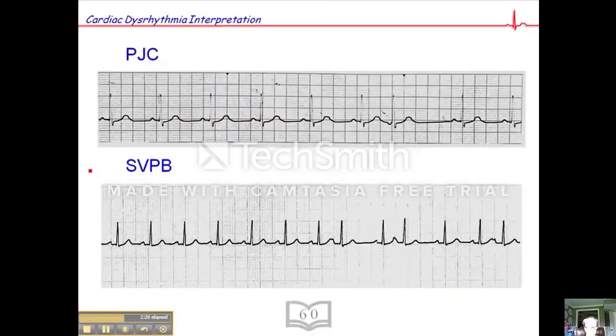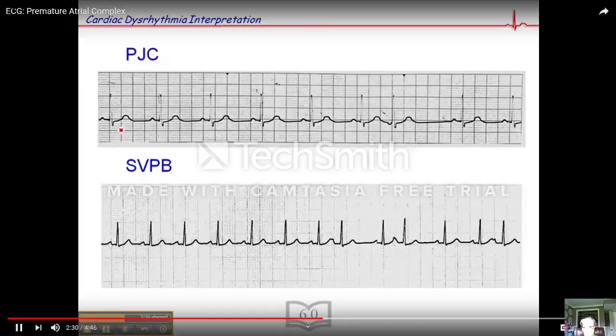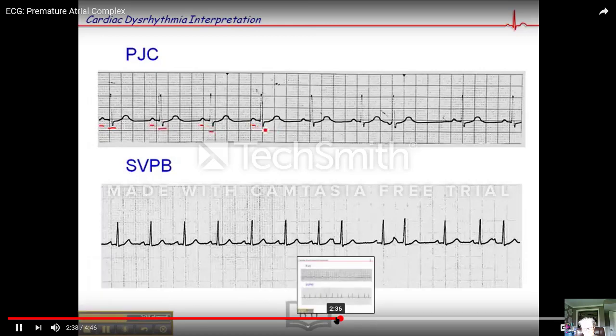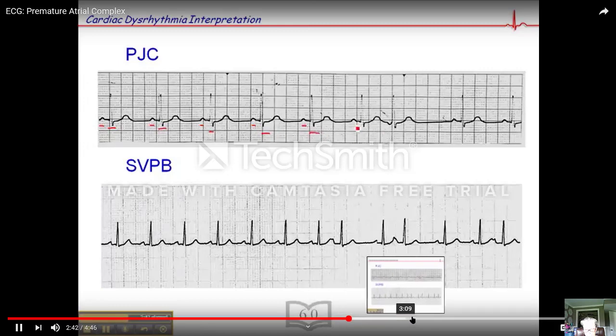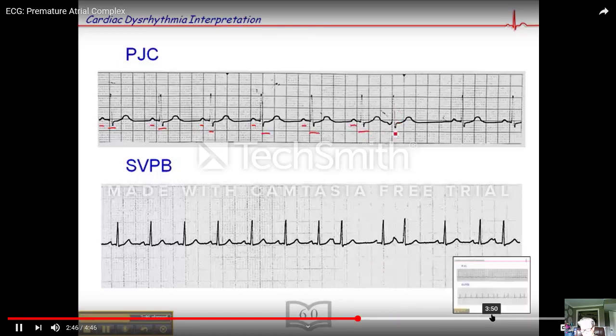Here are some examples of premature junctional complexes. So here we have a normal P wave and QRS, normal P wave and QRS, normal P wave QRS, normal P wave QRS, normal P wave QRS. Are you still with me? Normal P wave QRS. And here we have an inverted P wave and a QRS.